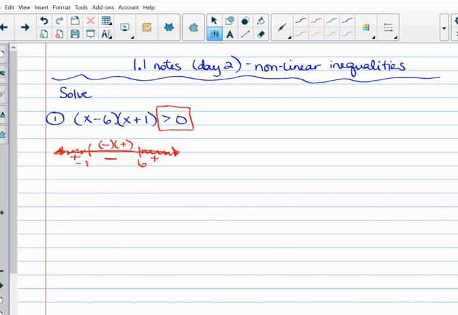If it had said greater than or equal to 0, you would include them because that's where this equals 0. If it's just greater than or just less than, you can't include those points. So they'd be open circles on your graph. So your final answer is -infinity to -1 with a parenthesis, union, parenthesis, 6 to infinity.